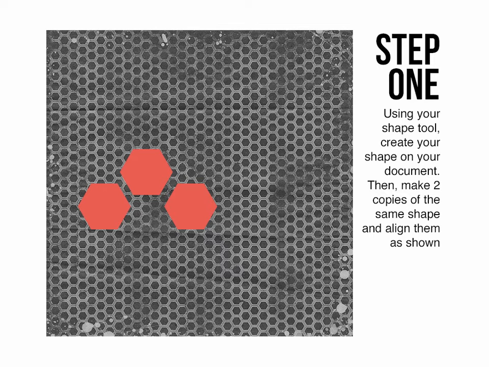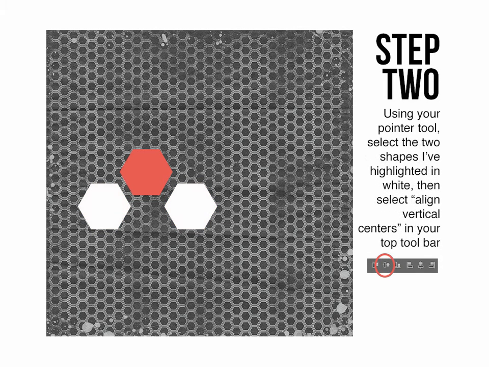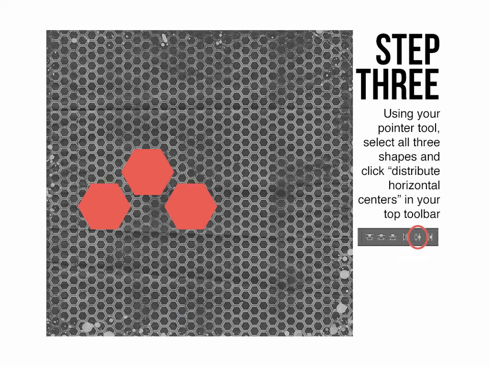They do not have to be perfectly spaced. Next, using your pointer tool and the Shift key, select 2 lower shapes, or the ones I've made white on the example, and move your cursor up to the top toolbar and click Align Vertical Centers. This will make sure that both shapes are at the same vertical position on your page. Next, using your pointer tool and the Shift key again, select all 3 shapes now and click Distribute Horizontal Centers in your top toolbar. This will make sure that all 3 shapes are evenly spaced horizontally.